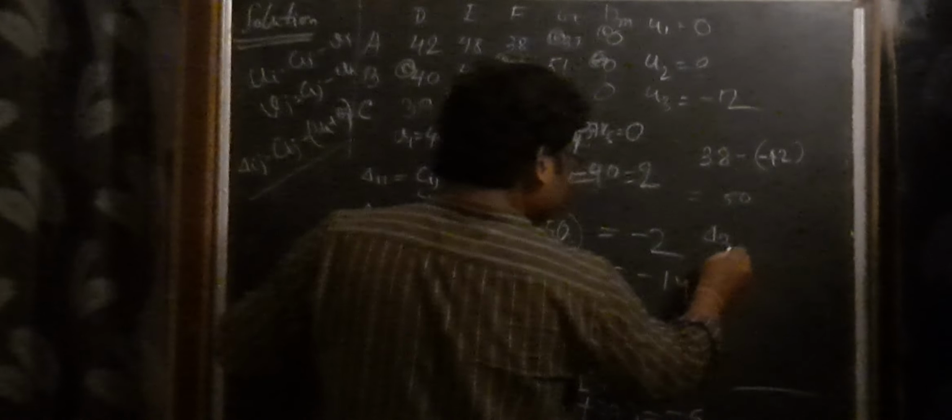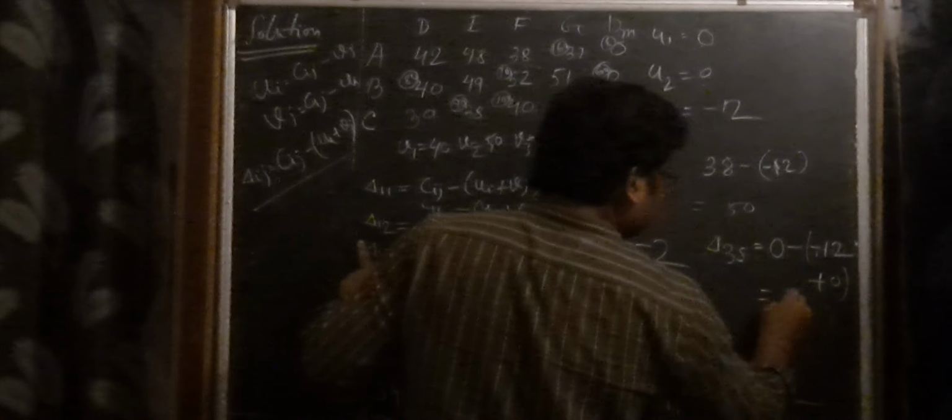Del 3 5 is 0 minus minus 12 plus 0 v5, plus 0, is equal to 12. Del 35 is equal to 0 minus minus 12 plus 0, is equal to 12.